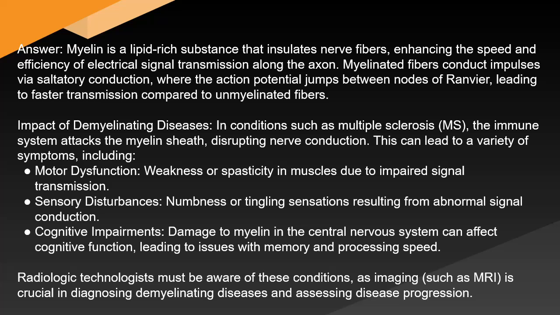Impact of demyelinating diseases. In conditions such as multiple sclerosis (MS), the immune system attacks the myelin sheath, disrupting nerve conduction. This can lead to a variety of symptoms, including motor dysfunction, weakness or spasticity in muscles due to impaired signal transmission; sensory disturbances, numbness or tingling sensations resulting from abnormal signal conduction; cognitive impairments. Damage to myelin in the central nervous system can affect cognitive function, leading to issues with memory and processing speed.